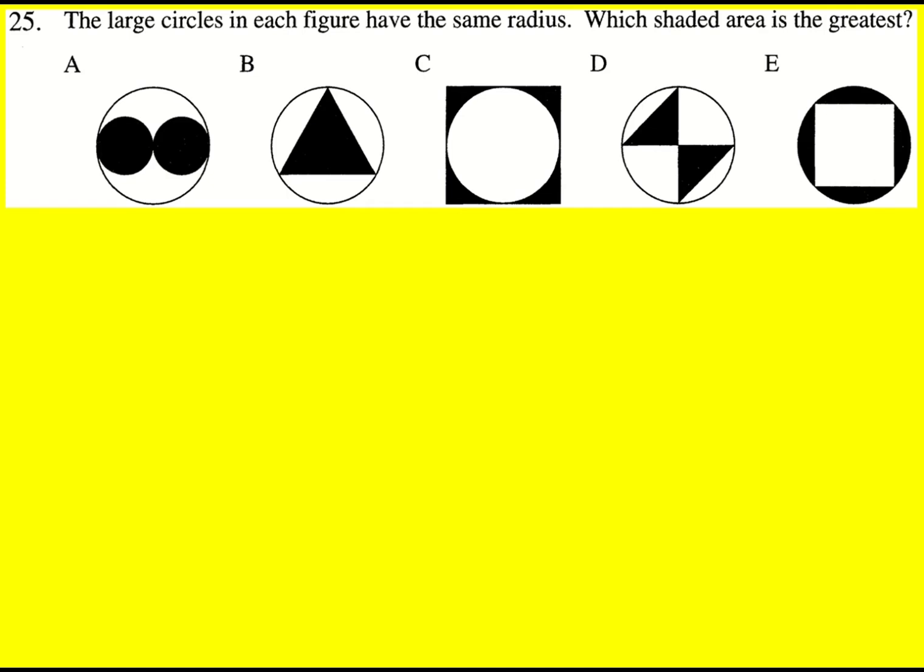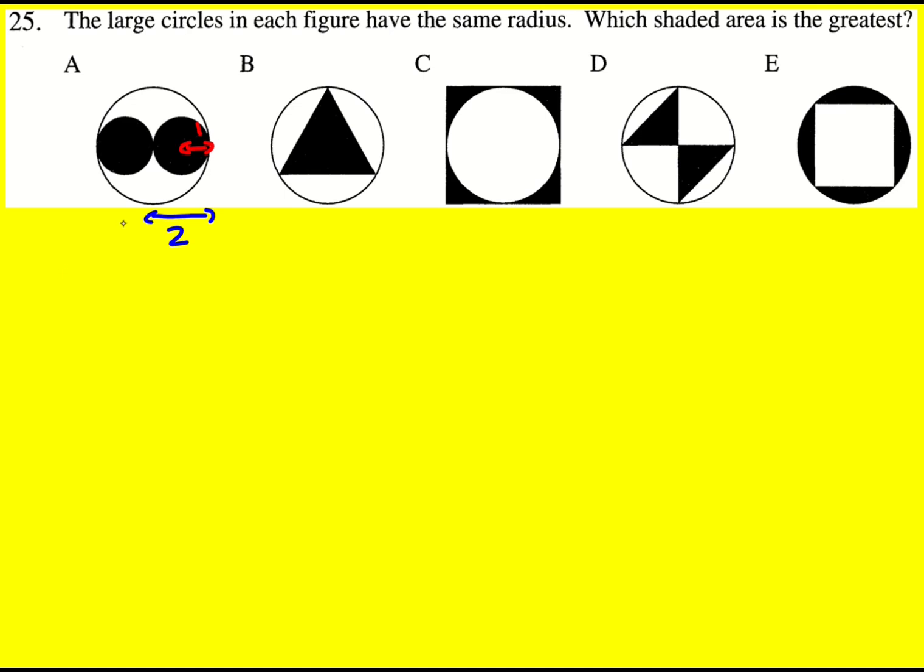Large circles have the same radius, which shaded area is the greatest? Now you could work in terms of a general radius, but I'm going to make it just a nice number, 2. And the reason I've gone with 2 is that for this first one, I then get a radius of 1 for these smaller circles.